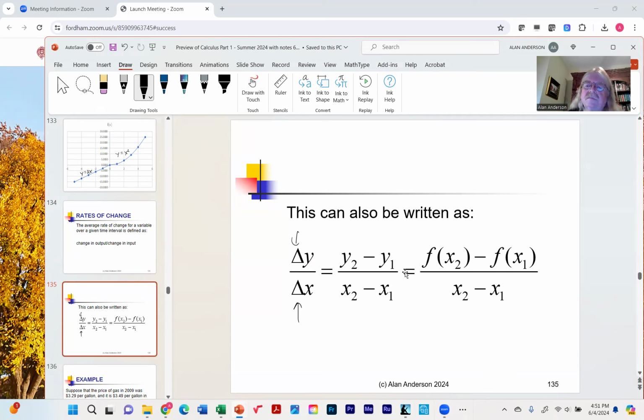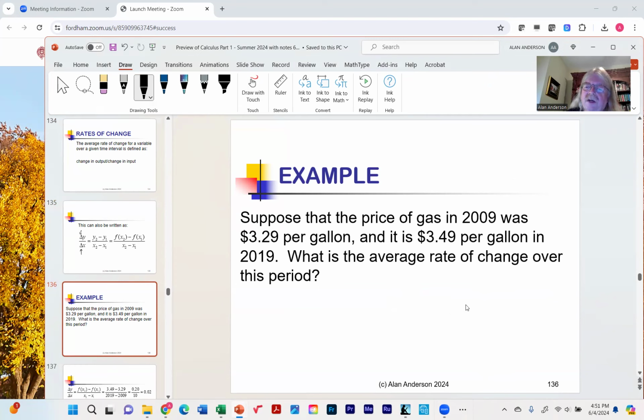All right, here's a very simple example. Suppose we look at the history of the price of gas, and in 2009, gas was selling for $3.29 a gallon, and now, well, let's say it's currently 2019, it's selling for $3.49 per gallon. What is the average rate of change over this period? Well, it's pretty clear that the total change is 20 cents per gallon, and this took place over a period of 10 years. So we need to think about it this way.